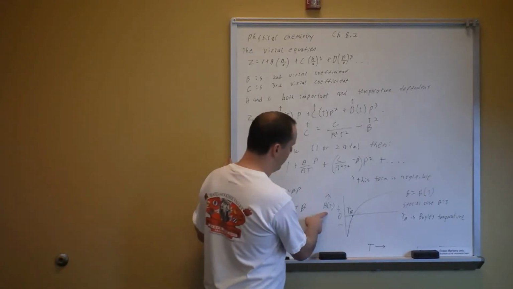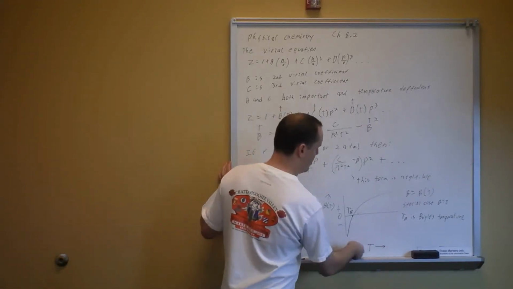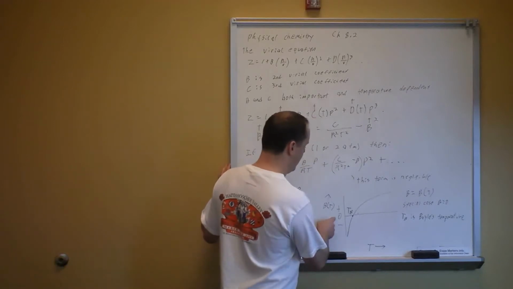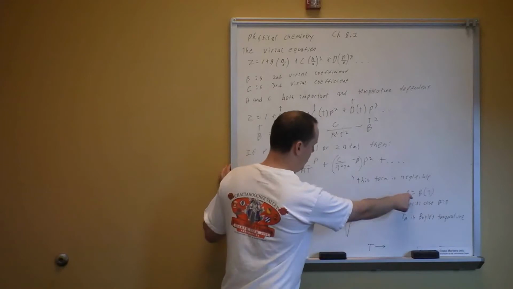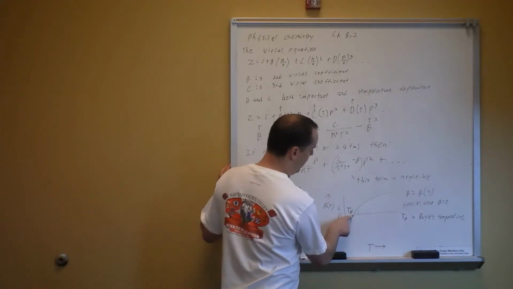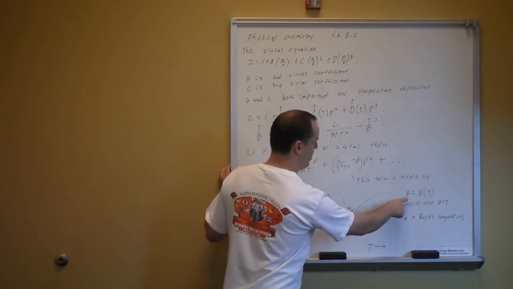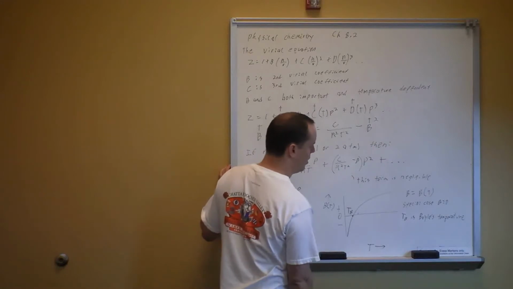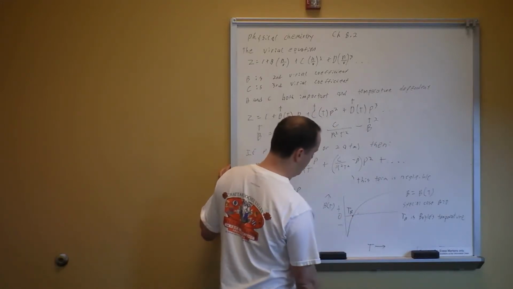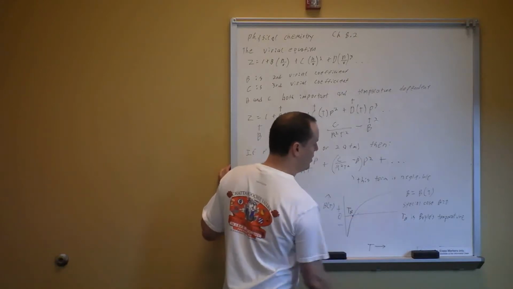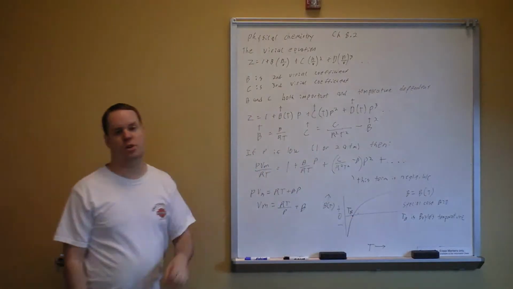So here's a graph of B as a function of temperature. Temperature is on the independent axis. So B could be positive, negative, or 0. So here's the curve. And there is one point where B is equal to 0. So this is a curve of B as a function of temperature. There's a special case where B is equal to 0. This is called T_B, and that's Boyle's temperature.